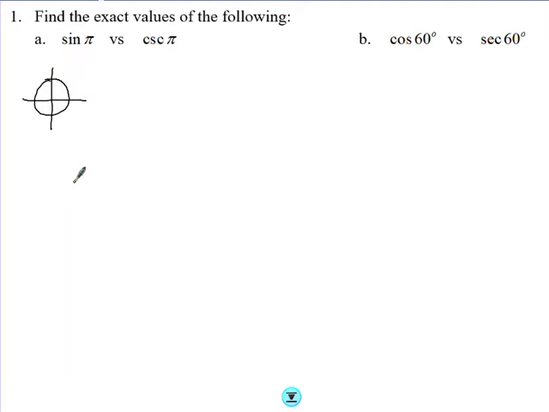So if we think about the unit circle, the angle pi is here. Sine is the y value of that point, which is 0. So sine of pi is 0. Cosecant is 1 over sine. So cosecant of pi is 1 over sine of pi, which would be 1 divided by 0, which is undefined.